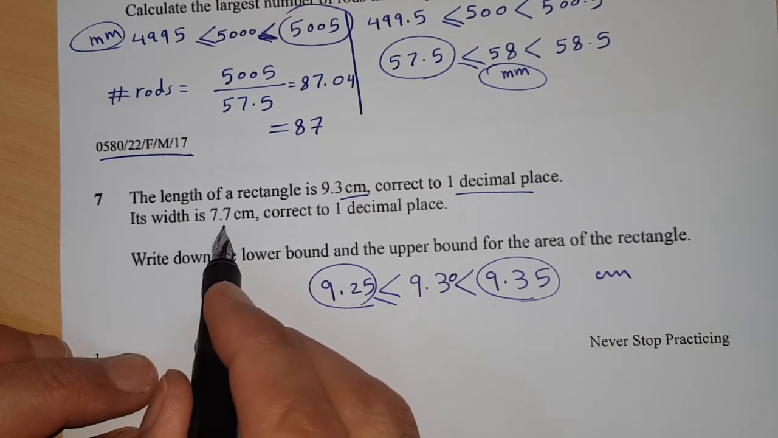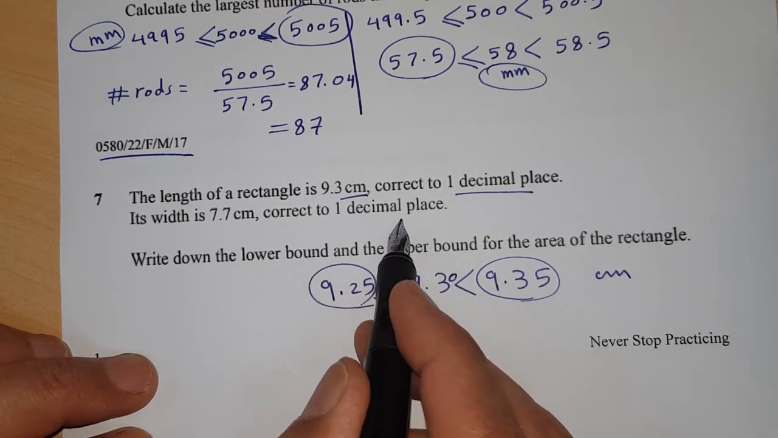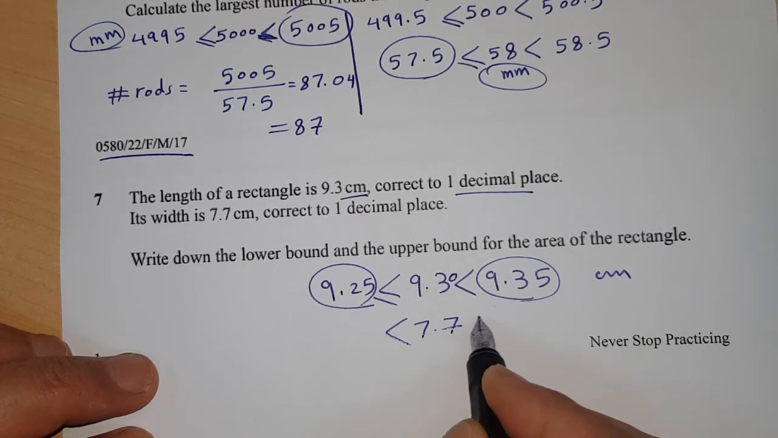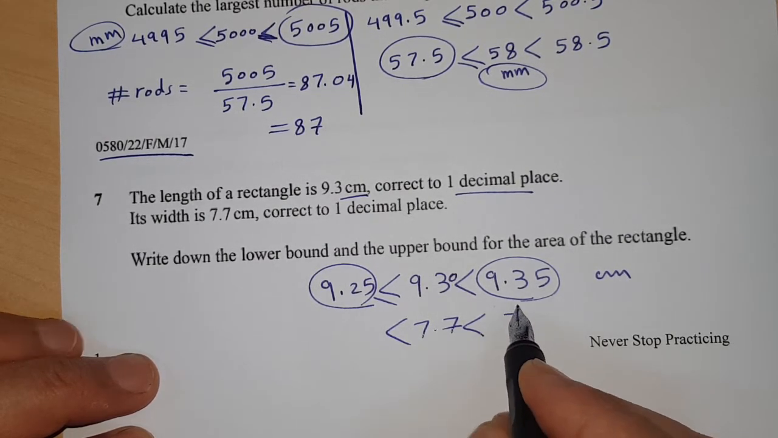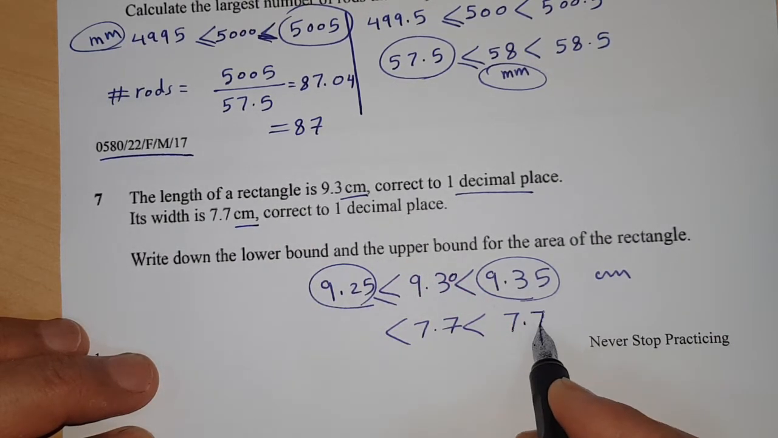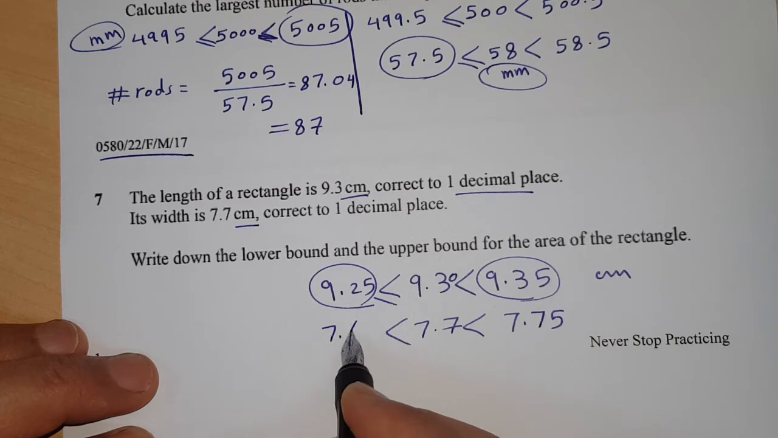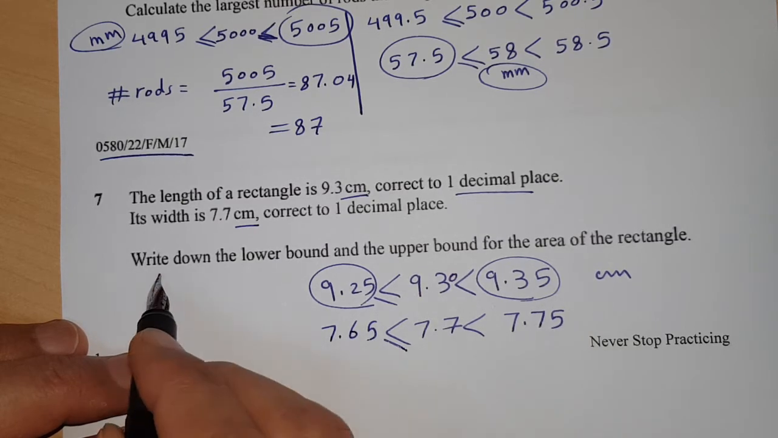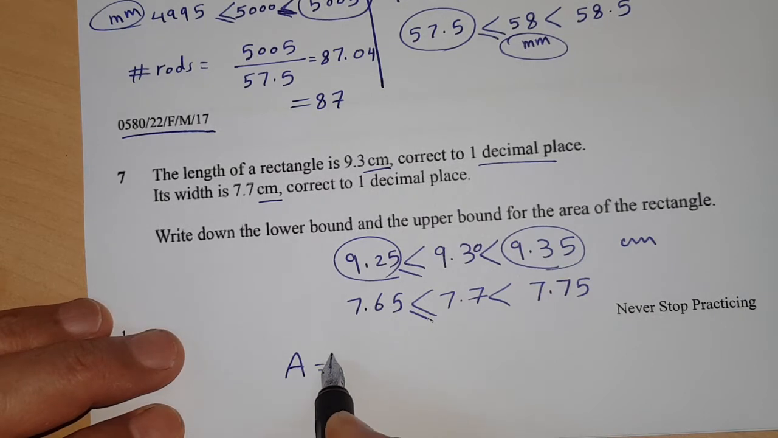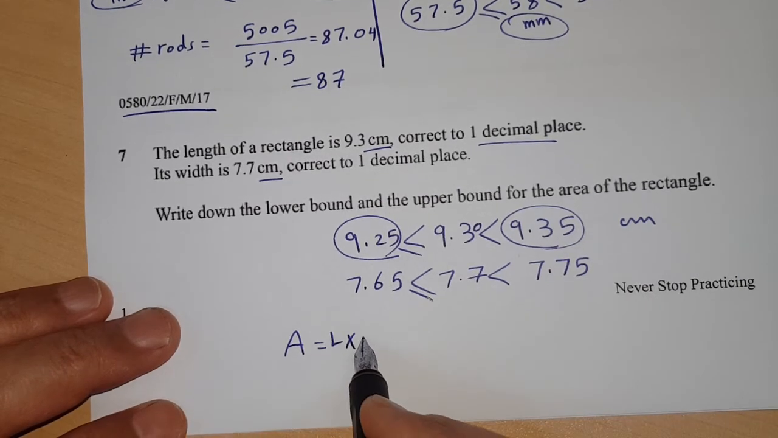The width is 7.7 centimeters, corrected to 1 decimal place. Also 7.7, the same unit, look, centimeters. 7.75 is the upper bound and 7.65 is the lower bound. Write down the lower and upper bound of the area. You know, the area of a rectangle is length times width. Yes, length times width.